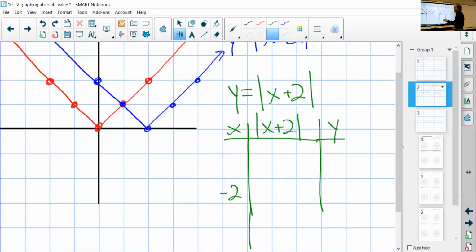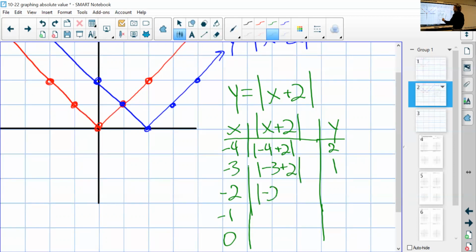And then I want a couple numbers bigger than that, a couple numbers smaller than that. Sorry, I'm going the wrong way. That would work too, but my order is weird. -4, -3, -2, -1, 0. So the absolute value of -4 plus 2. -4 plus 2 is -2. Absolute value of that is 2. -3 plus 2 is -1. So absolute value is +1. -2 plus 2 we said was 0.